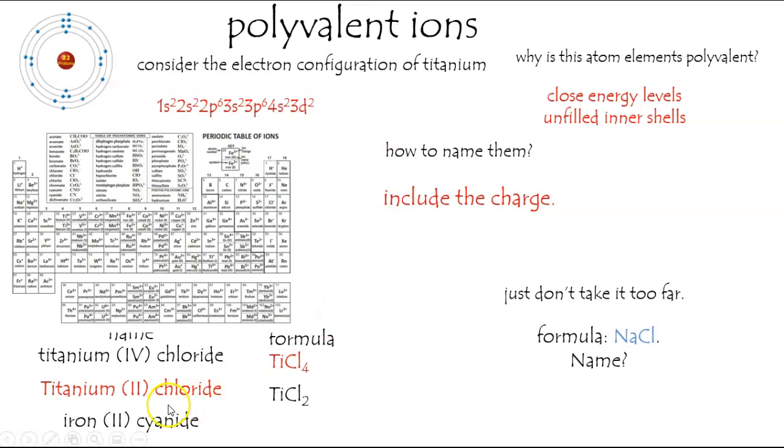All right, apply this to iron 2 cyanide, and that must mean that we have Fe with a plus 2 charge. Each cyanide is minus 1, so you need 2 of those, and that is iron 2 cyanide.